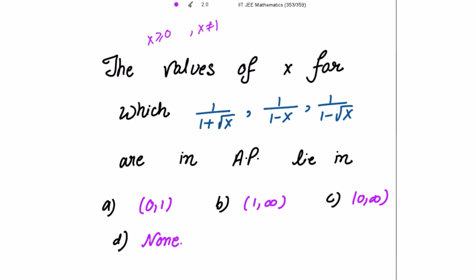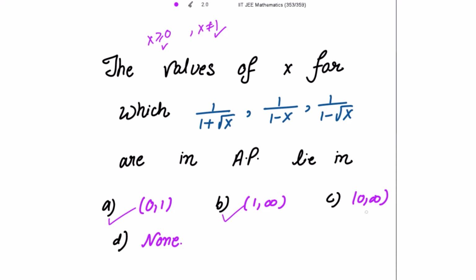So the first option, x lying in open interval 0, 1. Yes, here 1 is not included in the interval, right? That means x is not equal to 1. So first option is correct. Then the second option, open interval 1 to infinity. Yes, here also 1 is not included in the interval, right? X should be not equal to 1 and it should be greater than equal to 0. So second option is also correct.